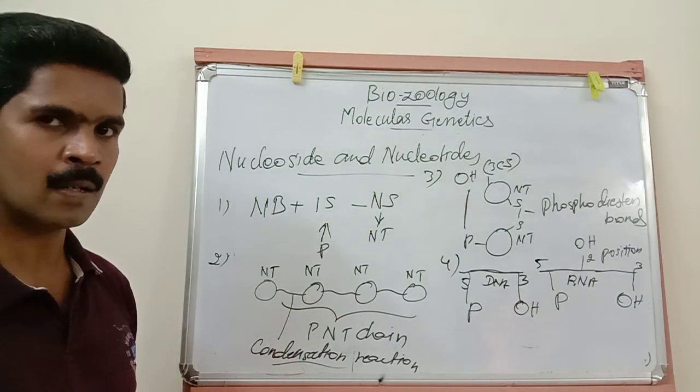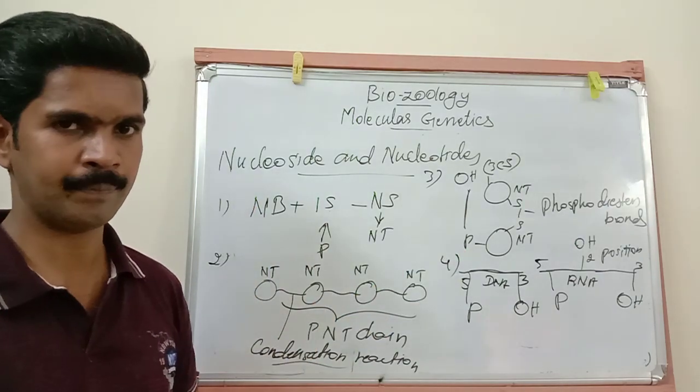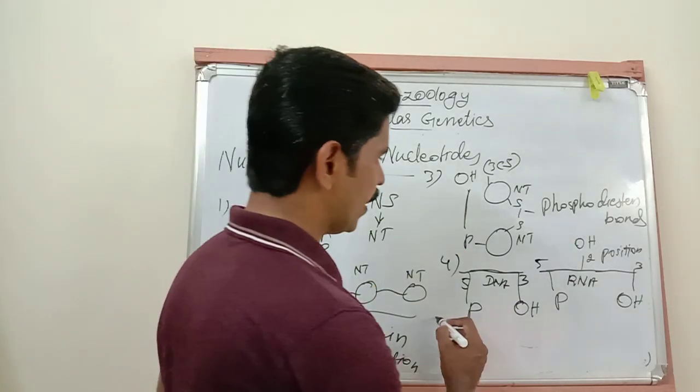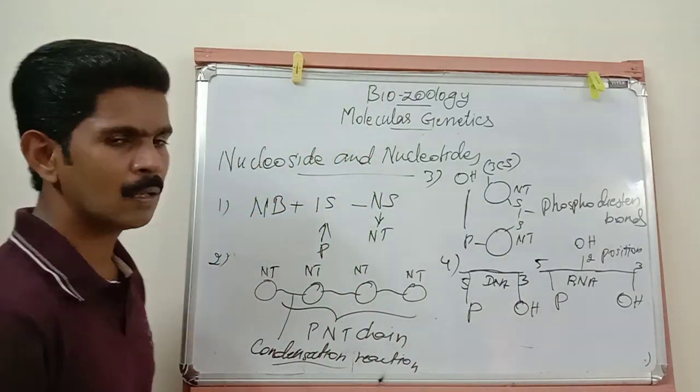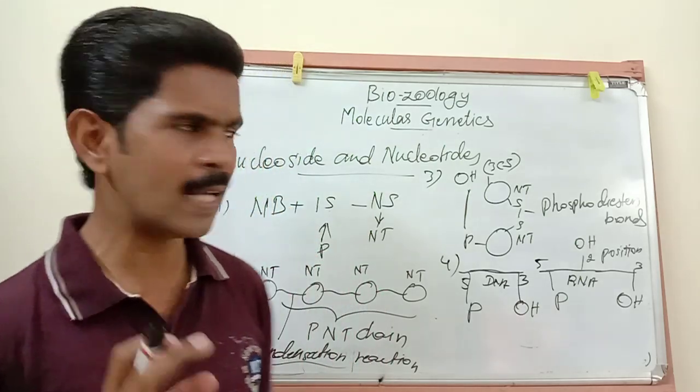Understand? So these are the 4 important points. Then, now listen very carefully. See, two scientists, Wilkins and Franklin.